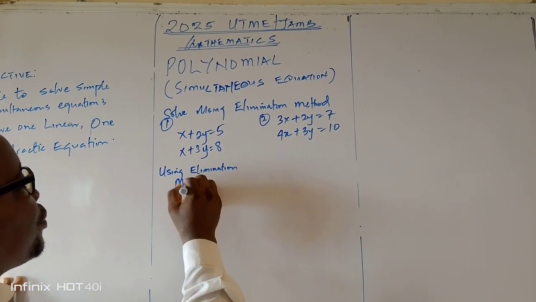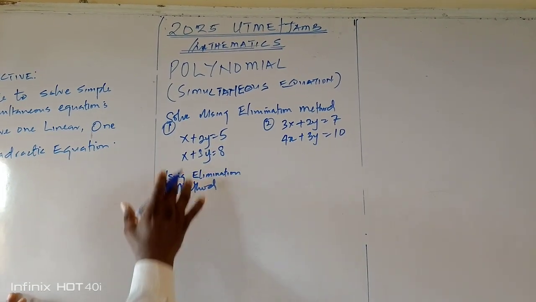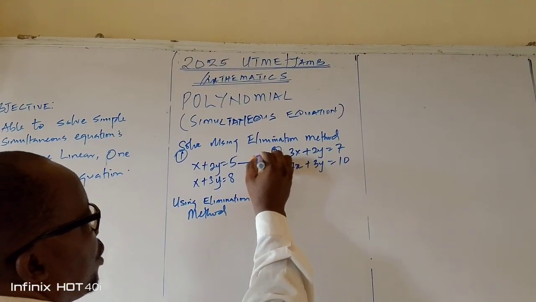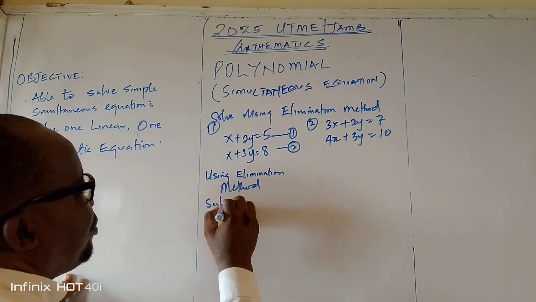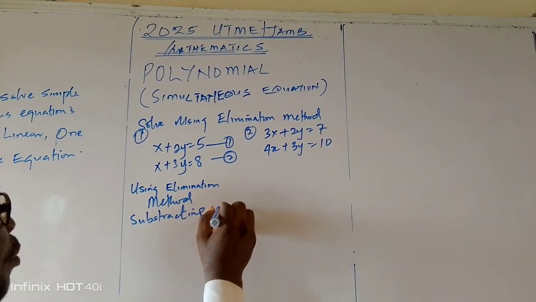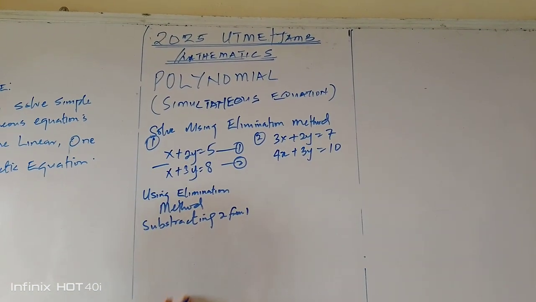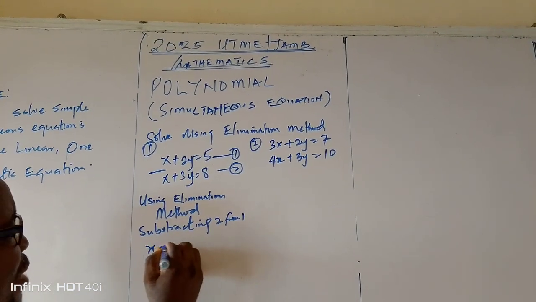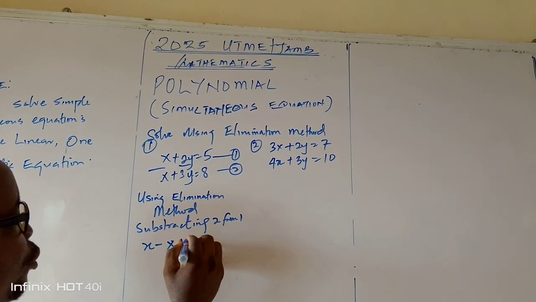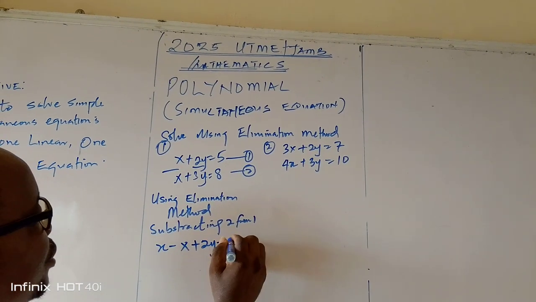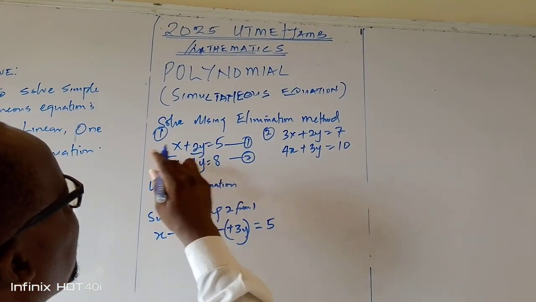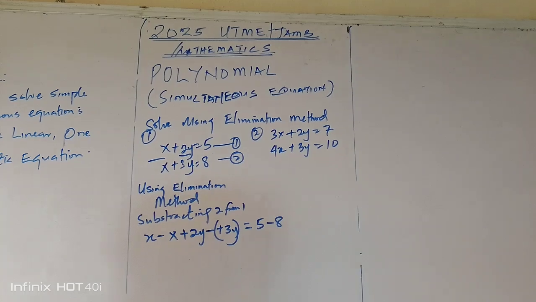Okay, but let's look at this using the elimination method. I've decided to eliminate my x. Why? Because they both have the same coefficient. So I will say this one is equation 1, this is equation 2. So I'll say subtracting equation 2 from 1. All I need to do is to add my minus. So I will say x minus x, then I move here, plus 2y minus plus 3y, I close the bracket, and I say 5 minus 8. Is that taken?